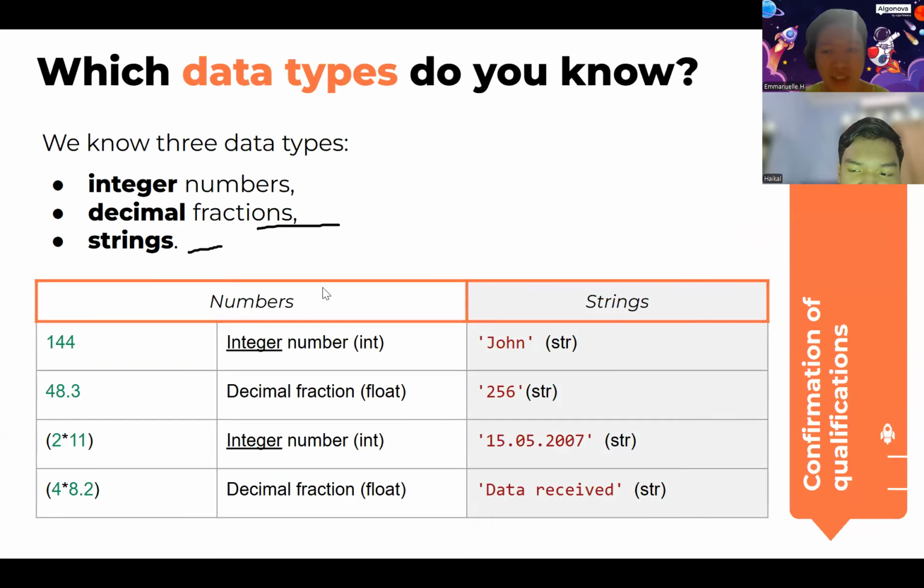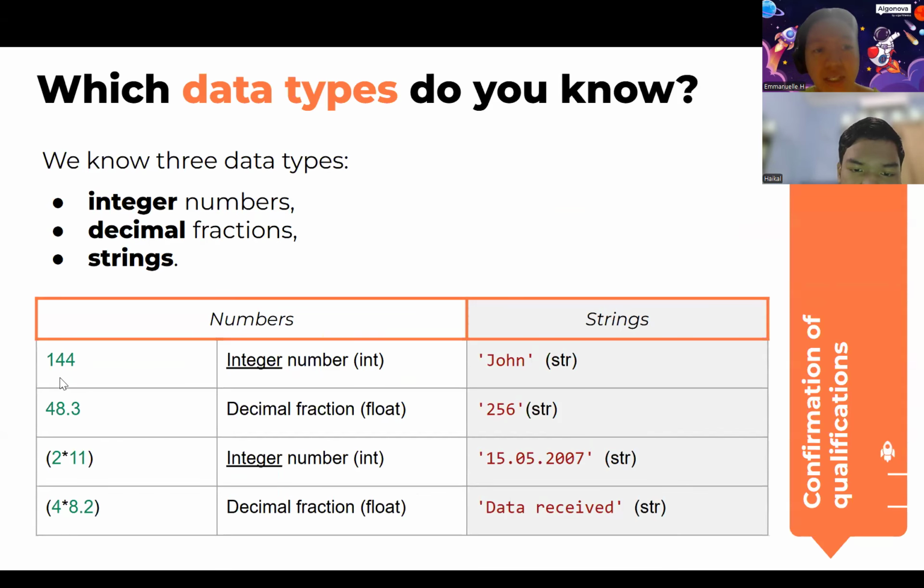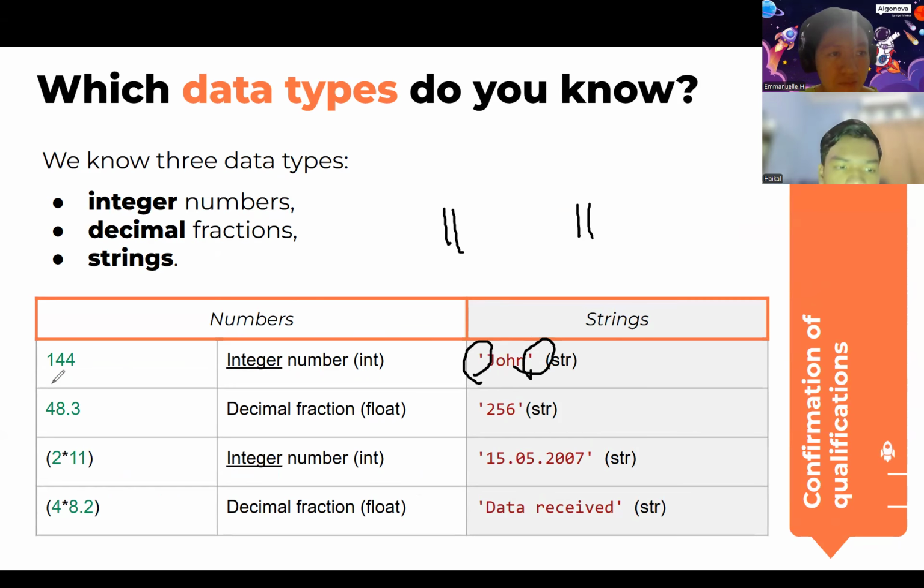Let's see what we had learned last week. Last week, we learned about integer, decimal, and string. Integer is for numbers, decimal is for fractions, and string is for anything between single quotes or double quotes. So we can use either single quotes or double quotes. It doesn't have to be a character. It could be a symbol or even a number. So that is string.